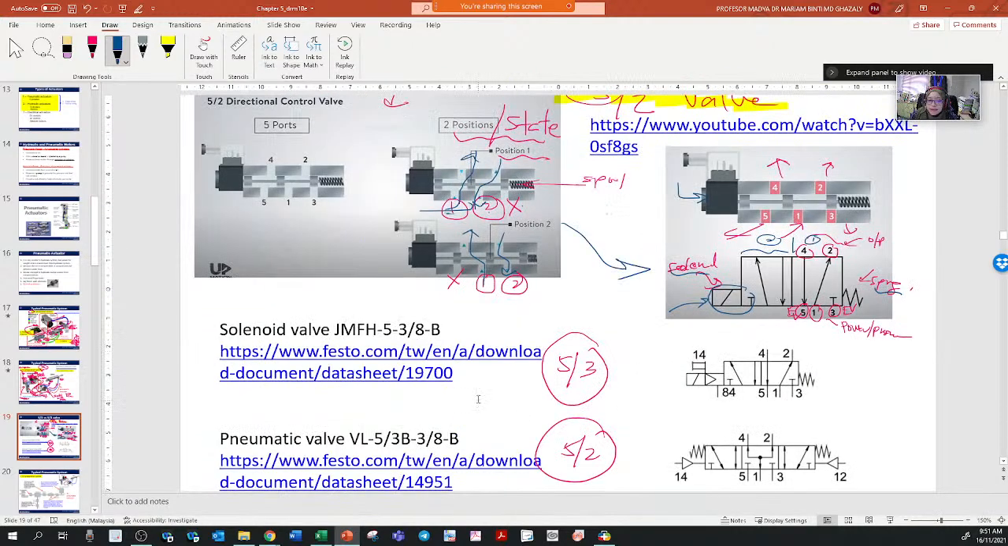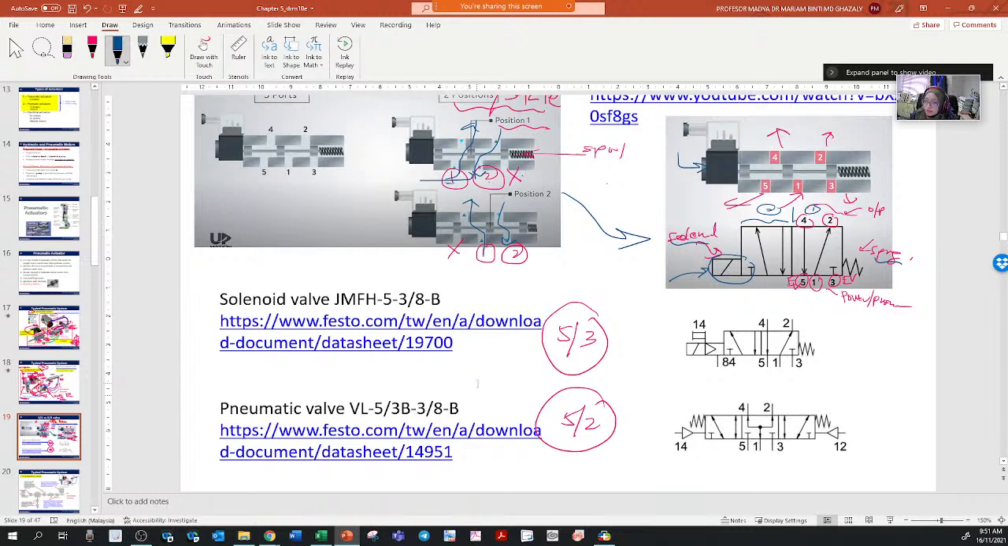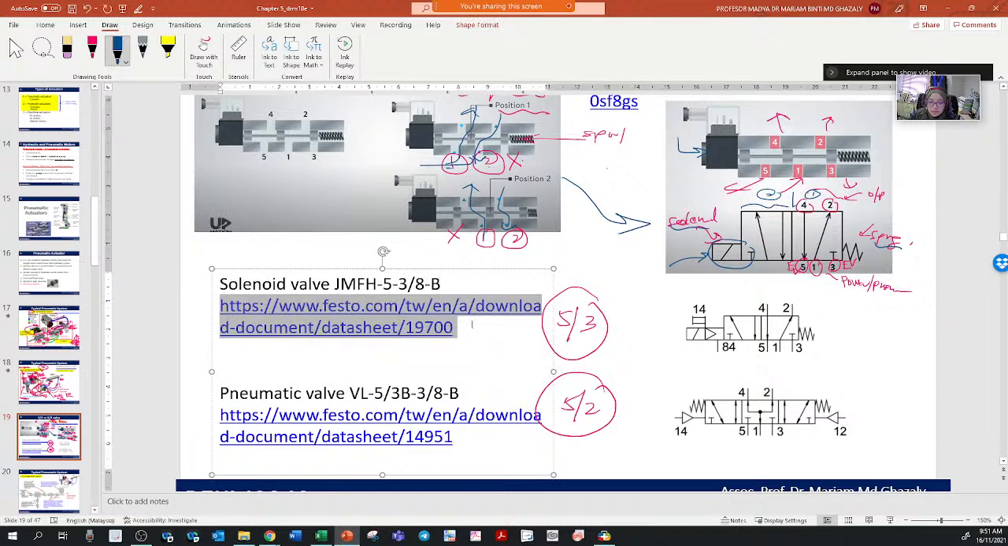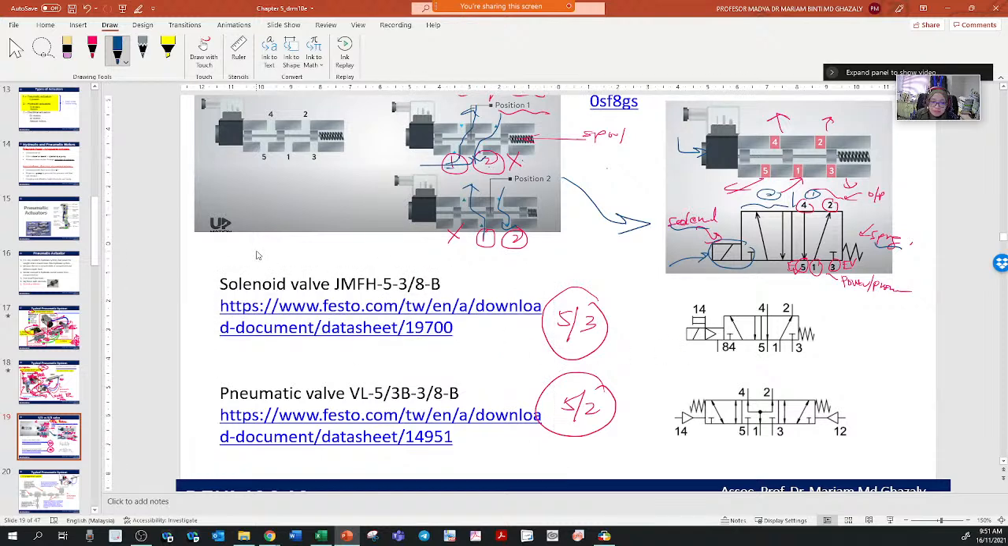Okay, let's look at a real example of a real valve. So let's look at this first solenoid. There are 2 types of solenoid I give here. Both are Festo. Festo is a very good brand of valve for pneumatic systems. Both are solenoid valves, basically. Solenoid valve and pneumatic valve is the same thing. But if you see here, the code is different. JMFH 5, and so on, and VL, and so on.